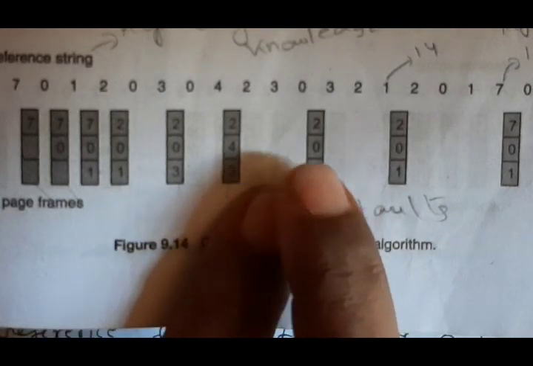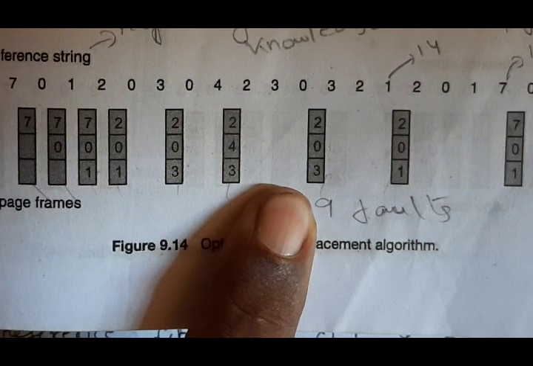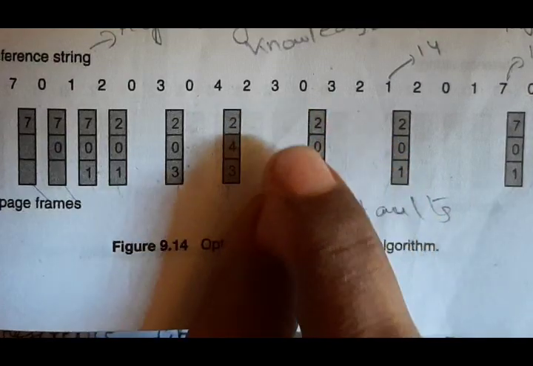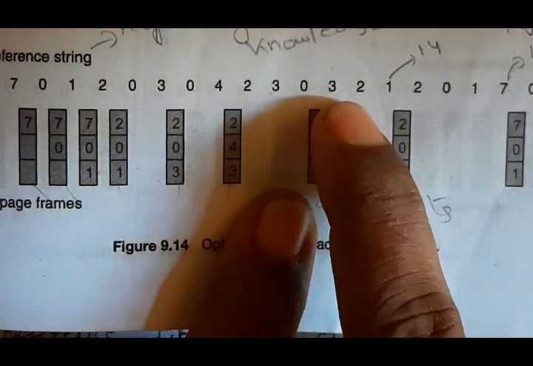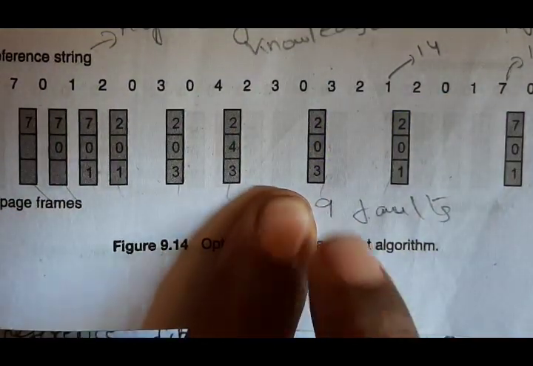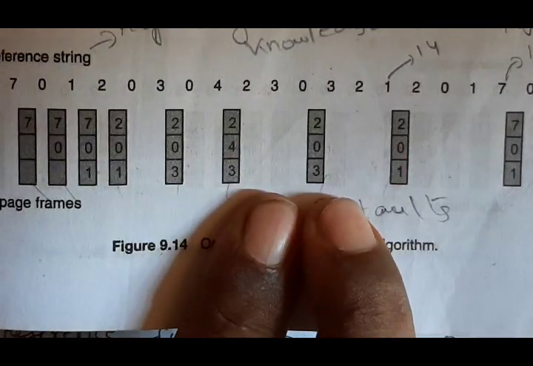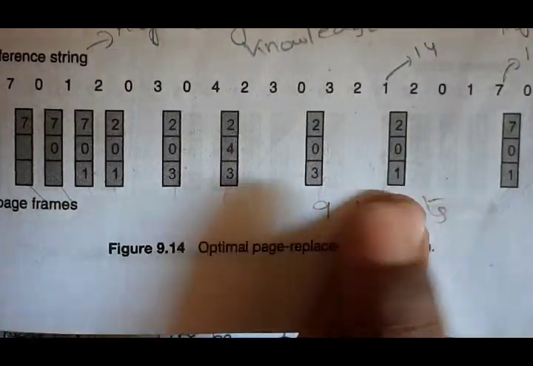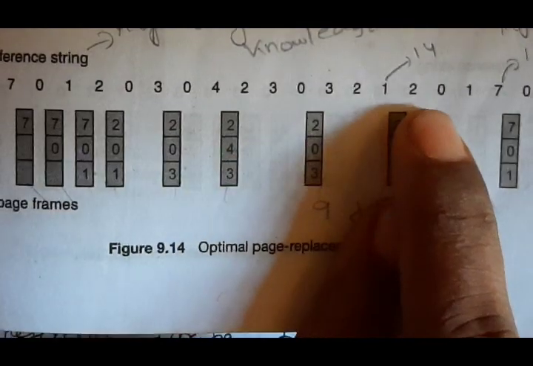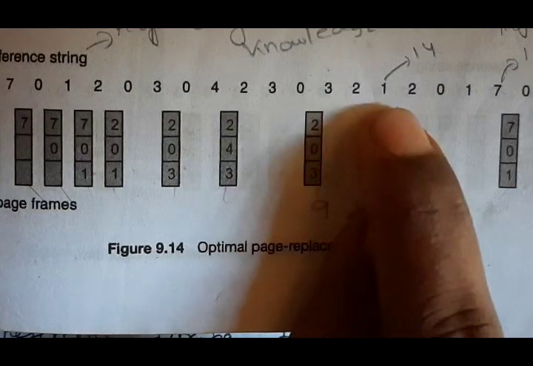Next 0 you want to place here. Among 2, 4, 3, which will not be used for the longest period of time? 3 you are going to use, 2 also. 4 is not used again, so 4 is the longest. In place of 4, 0. Clear? No? Next 3, 2 is present, no replacement. Next 1. Among 2, 0, 3, 2 you are going to use soon, 0 also. So in place of 3, 1.